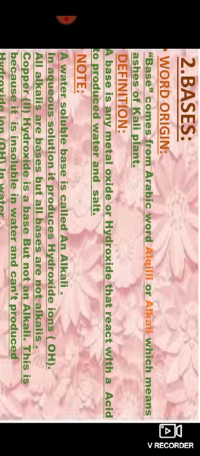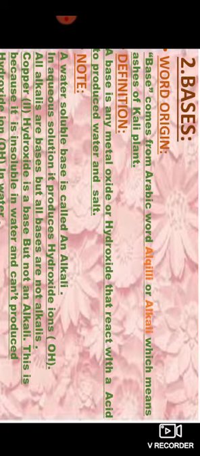So first, the word origin. The word base comes from the Arabic word alkali, which means ashes of the kali plant. Kali is a wild plant. Now we can define a base as any metal oxide or hydroxide that reacts with an acid and produces water and salt.